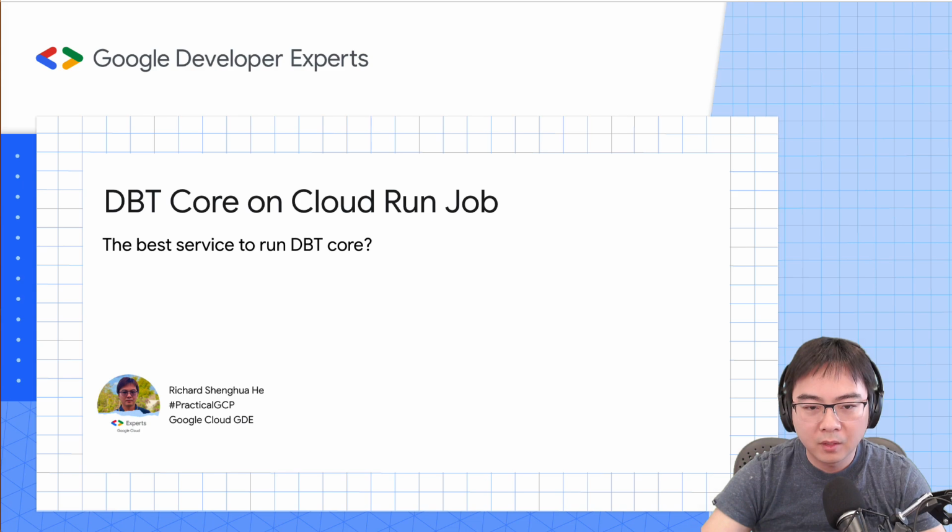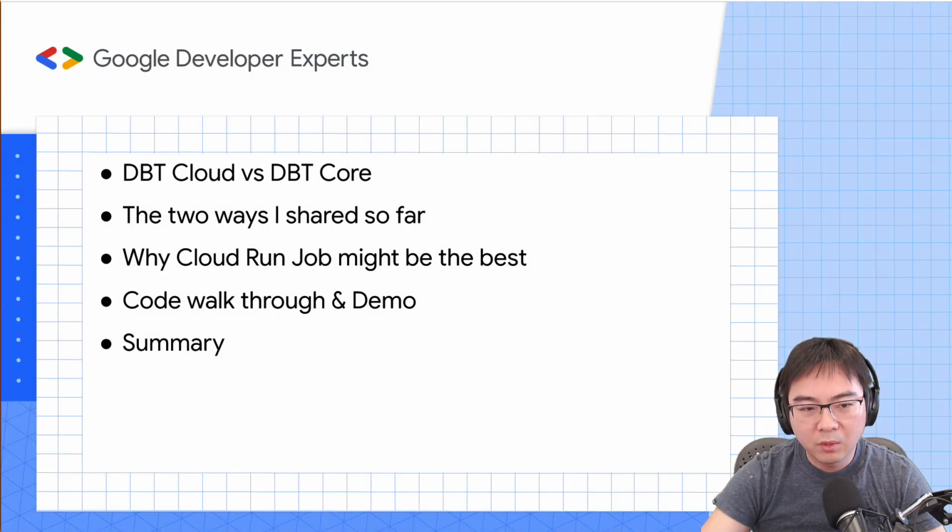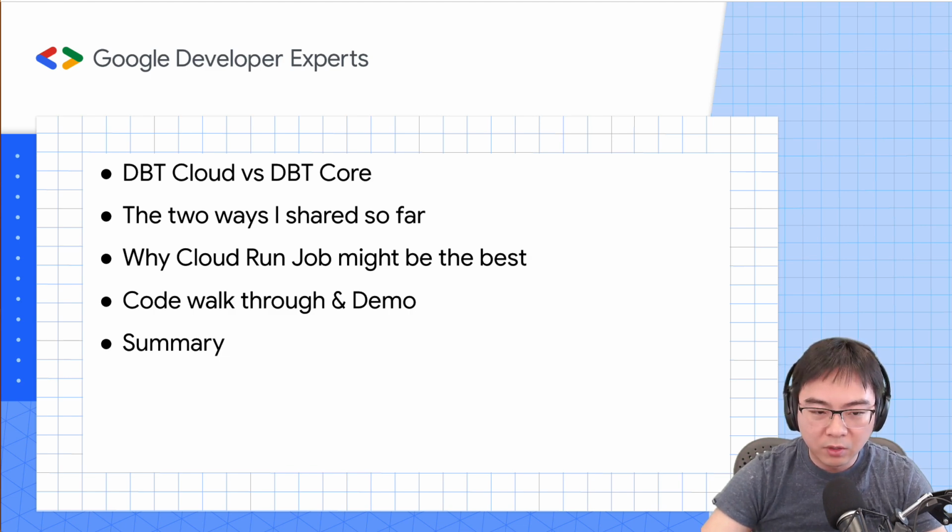ecosystem. But before we dive into the details, I want to do a quick recap on what is DBT Cloud versus what is DBT Core, the key differences and why you might want to use one or the other or both, right? I will then share some of the ways I talked about before, maybe in the last year, on how you can actually run DBT Core in the Google Cloud ecosystem and why they might not be the best anymore compared to Cloud Run jobs. As usual, we'll do a code walkthrough and a demo, followed by a summary.